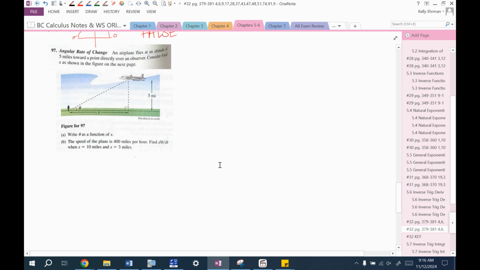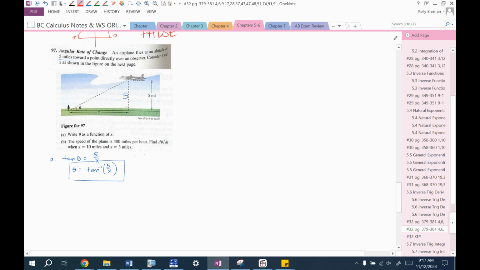Okay, what about this one? An airplane flies at an altitude of 5 miles toward a point directly over an observer. Here's a little picture. Write theta as a function of x. So we have opposite and adjacent. So I can begin by saying tangent of theta is equal to 5 over x. Now writing theta as a function of x means solve this for theta. So take the arc tangent of both sides, and theta equals the inverse tangent or arc tangent of 5 over x. So that's it for that part.